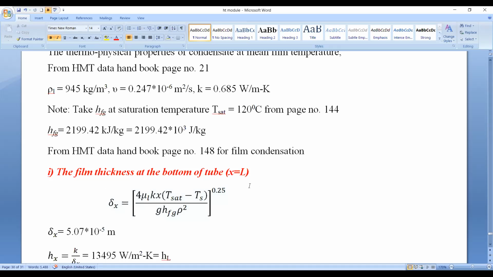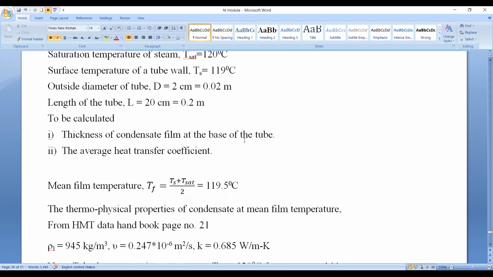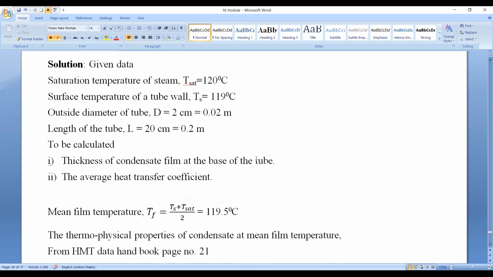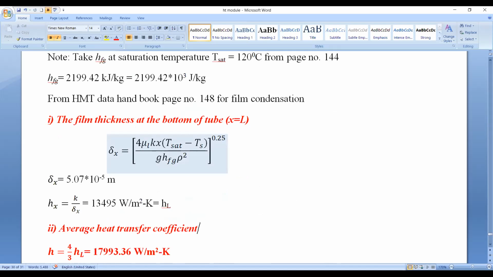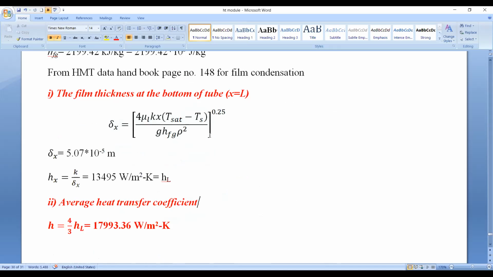Okay. So we want to calculate the value of thickness at the bottom. So x will be equal to L only. L is given, that is 0.2 meters. g is acceleration due to gravity. hfg is enthalpy of evaporation, and rho, you know, is the density of liquid. So after substitution and after calculating this delta x precisely, you will get the thickness of film at the bottom, that is delta x equals 5.07 into 10 to the power minus 5 meters. This is the thickness of condensate film at the bottom.